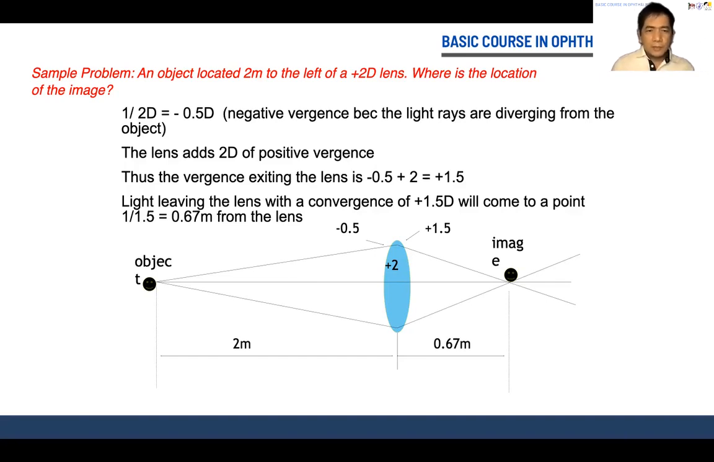All right, so thus the vergence exiting the lens is minus 0.5 diopter. You add with plus 2, that will now become plus 1.5 diopter. That is algebraic addition. So light emanating from the lens with a convergence of plus 1.5 will come to a point, by using the vergence formula, 0.67 meter from the lens. So that's how you locate the image in a given lens.